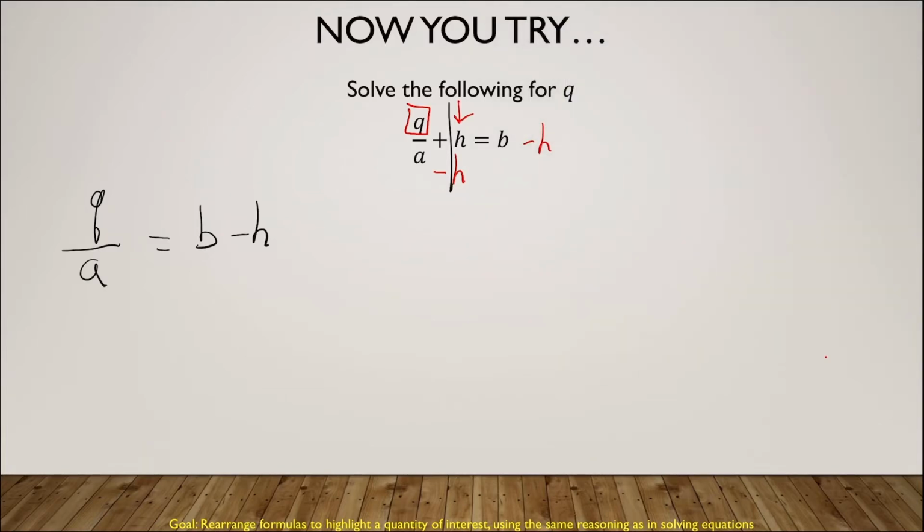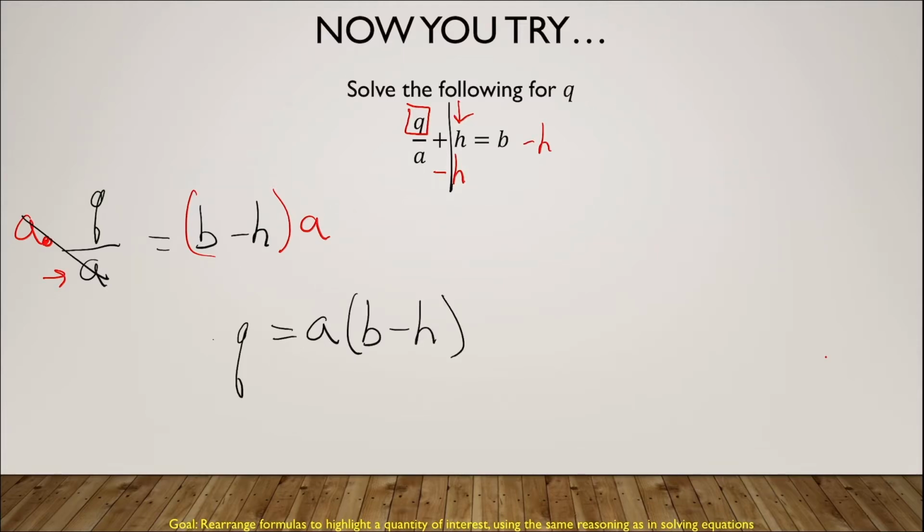Then I have this a that's stopping q from being by itself. So I'm going to multiply both sides by a. Let's see, those a's cancel out. So I get q equals a multiplied by b minus h. There we go. There's my answer.